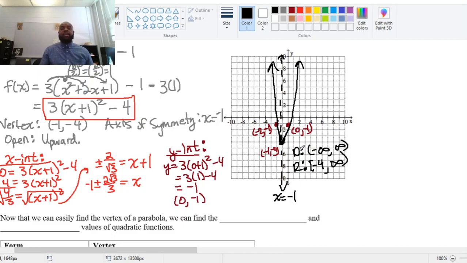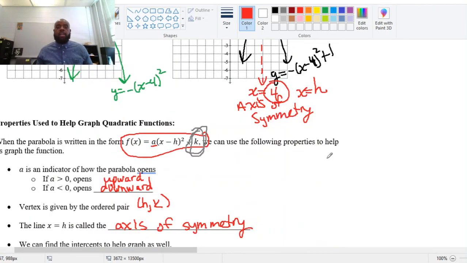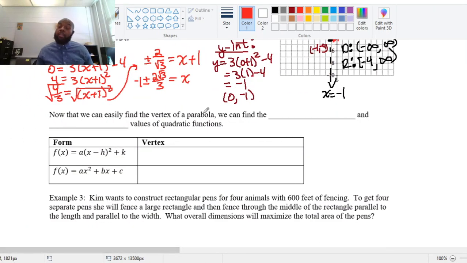Okay. Notice here, my vertex is a maximum. So when I'm, a minimum, that is definitely not right. So when my parabola opens upward, we have a minimum, and like in the example above, when my parabola opens downward, we have a maximum. All right. And so now what we know is that we can easily find the vertex of a parabola. Now that we can do that, we can also find the maximum and the minimum values of your quadratic functions.